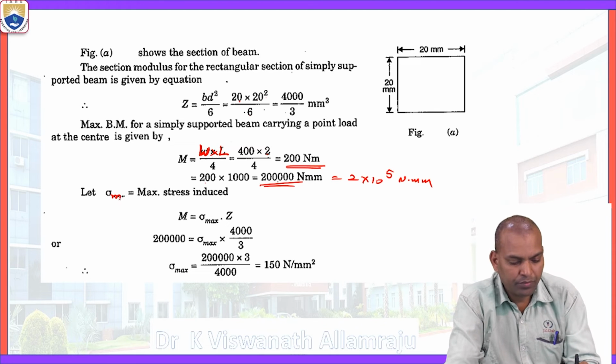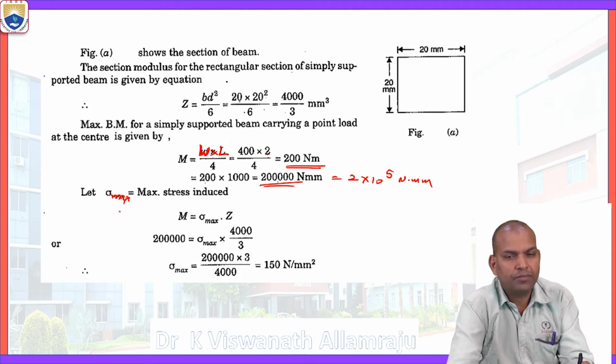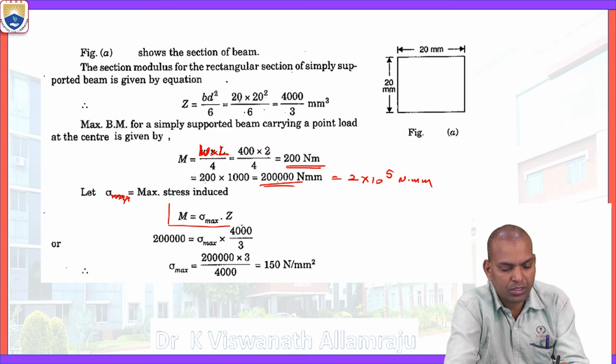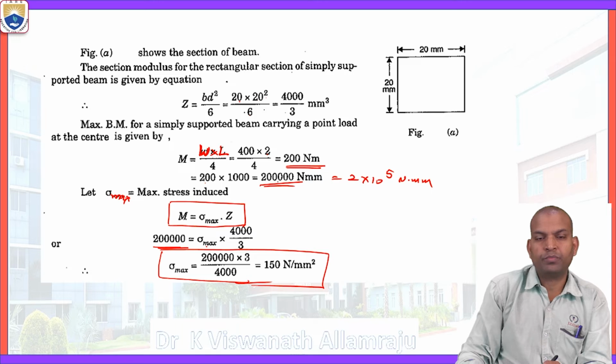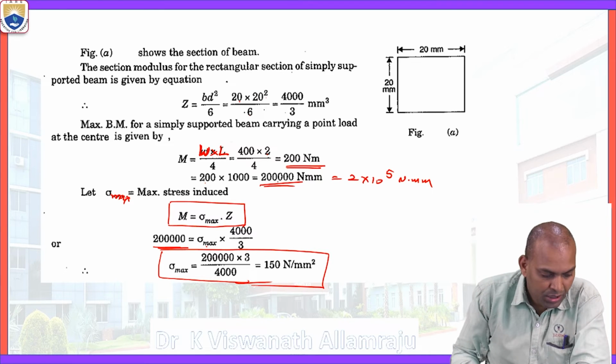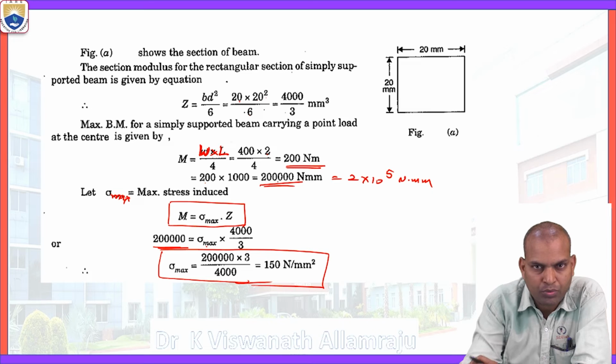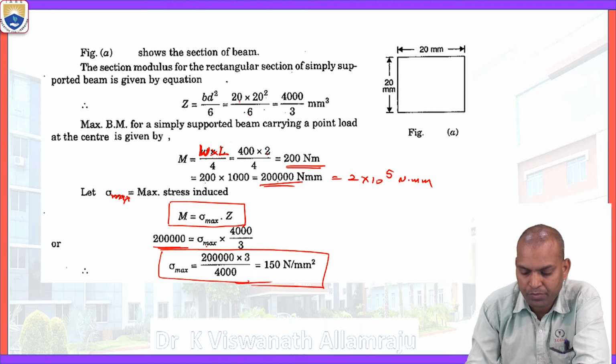Now what is sigma maximum, that is the maximum stress? The relation between bending moment, bending stress, and section modulus is M equals sigma maximum times Z. So what is M here? 2 times 10 power 5 equals sigma maximum times the Z value; substituting here, the maximum stress can be calculated. That is 150 newton per square millimeter. Sigma maximum equals 150 newton per square millimeter. Now this sigma maximum value is the same for both the cantilever and the simply supported beam.